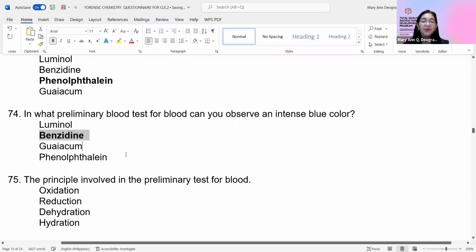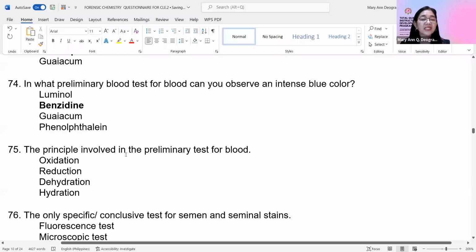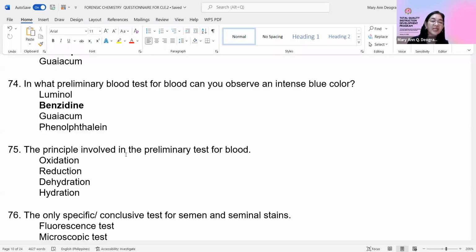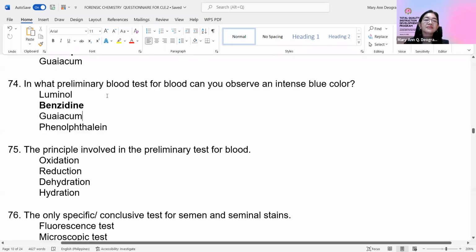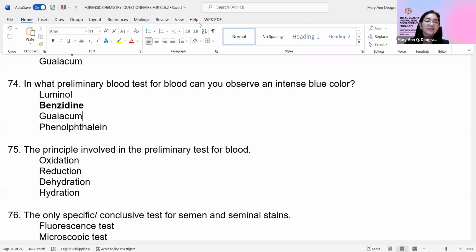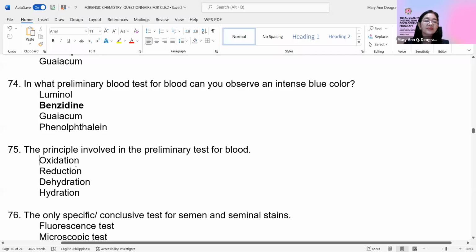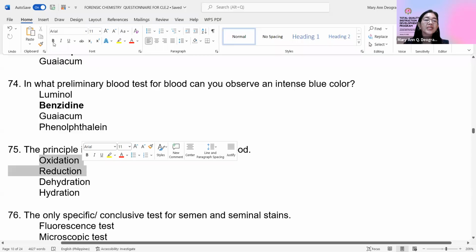How about the principle which is involved in the preliminary test for blood? Is it oxidation, reduction, dehydration, hydration? Alright, oxidation. Ayan, marunong na pala kayo. May mga retention na nangyari. Walang dito kung wala kayong mga reviewer. Bakit dalawa?